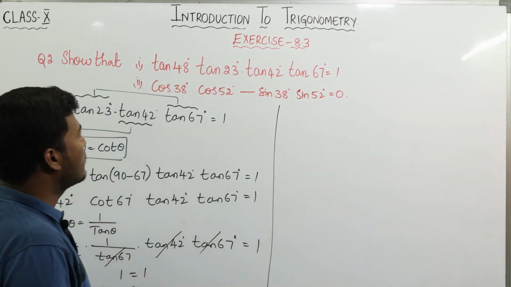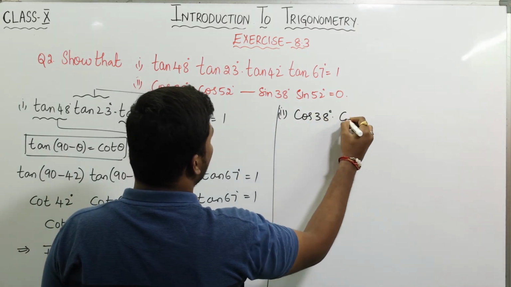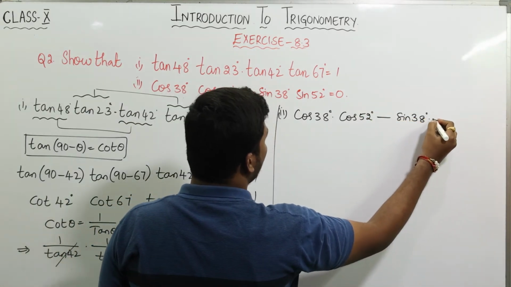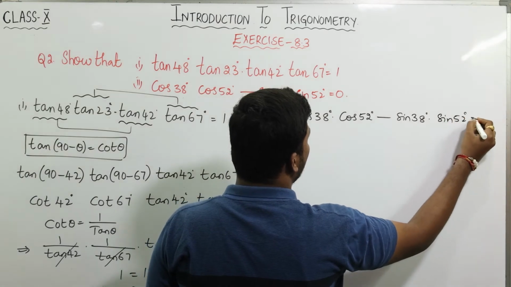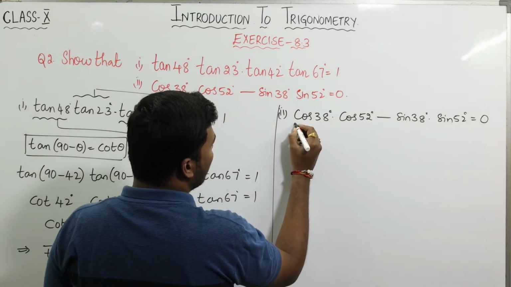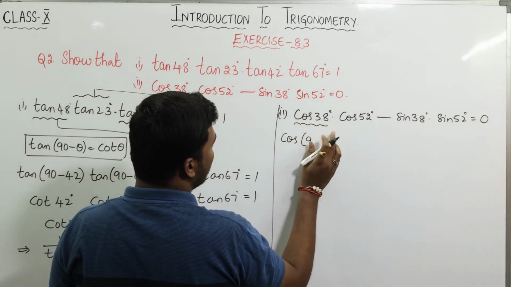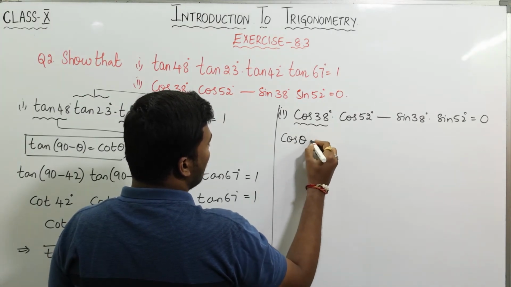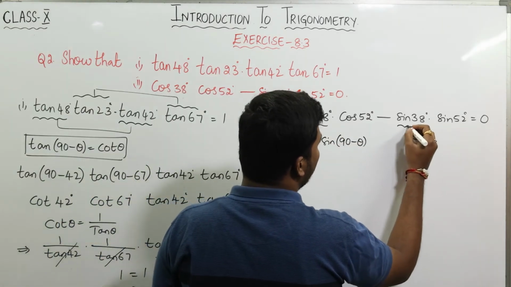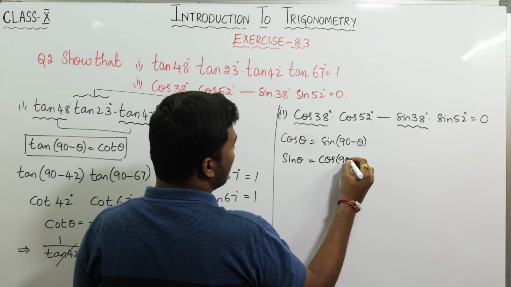Okay, now let us move on to the next problem, that is cos 38 degrees into cos 52 degrees minus sin 38 degrees into sin 52 degrees is equal to 0. So out of these two terms, select any one. If I change this, what can I write? cos theta can be written as sin(90 minus theta). And here also let us select any one of the terms. That also, sin theta can be written as cos(90 minus theta).